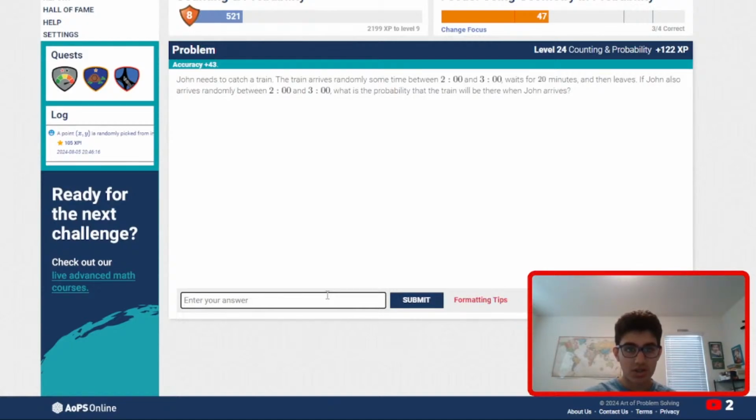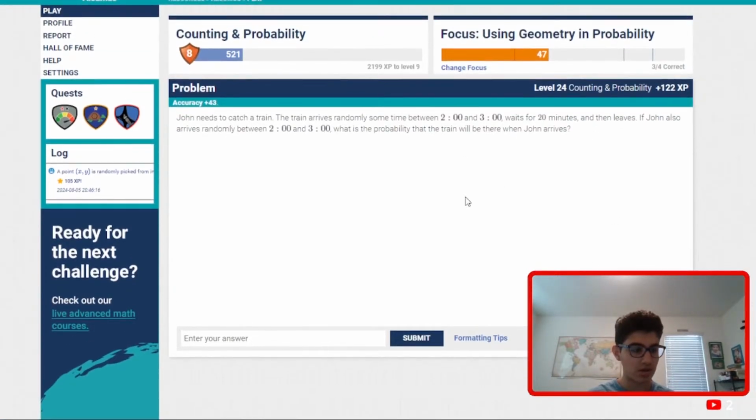Okay, John needs to catch a train. The train arrives randomly sometime between 2 and 3, waits for 20 minutes, and then leaves. I remember, I took an AOPS class once. This is geometric probability, right? They gave very similar questions to those, and then they had something just like this. I remember the train thing. I remember that they taught me this. I don't remember how to do it.